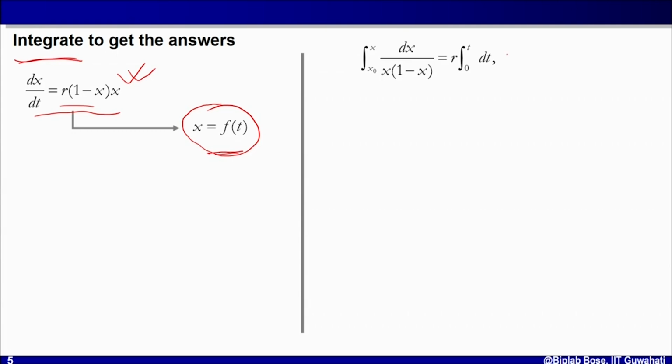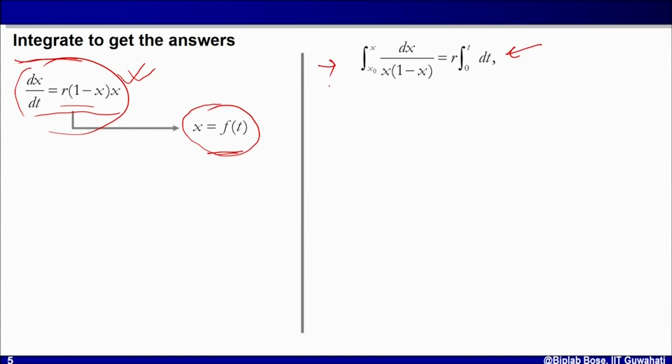So what do I have to do? I have to integrate this so that I can get the function of x with respect to time back, the function of x in terms of time. So how will you do the integration? To do the integration, you have to separate out t and x. So that's what I have done here. I have separated out t and x.